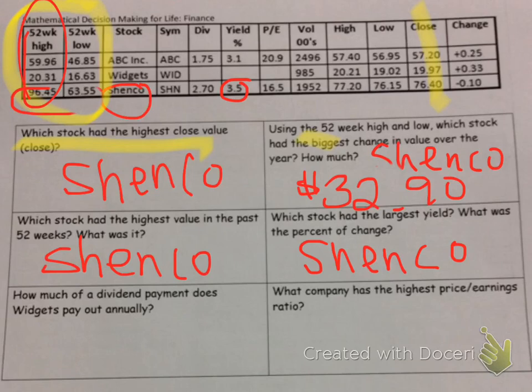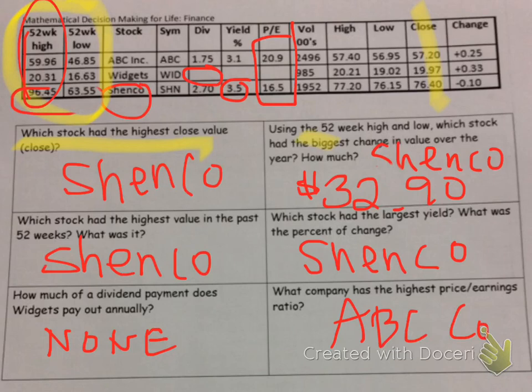The next question says, how much of a dividend payment does Widgets pay? Well, when you look at dividend and Widgets, that's a big fat nothing there. So we're just going to put none. They don't pay a dividend. And then that last part says, what company has the highest price per earnings ratio? So look for the price per earnings ratio list. The highest number there is the top one, 20.9, and that is the ABC company. So that would be my answer there.